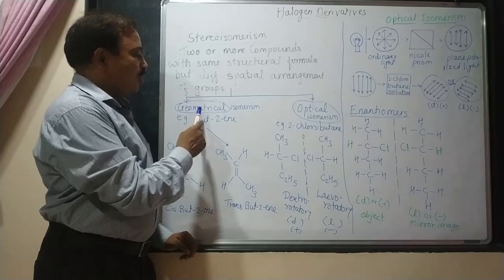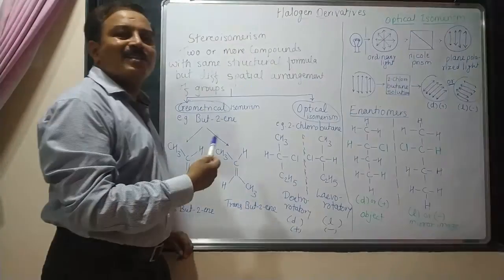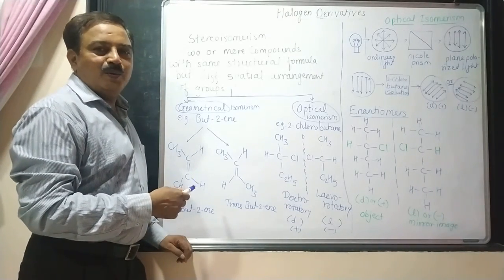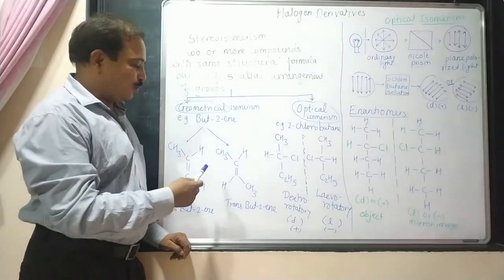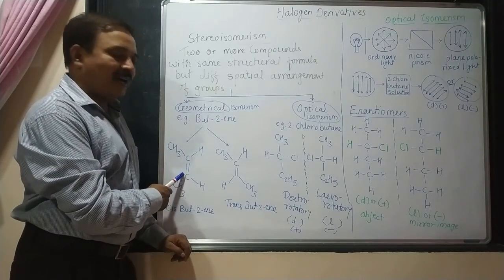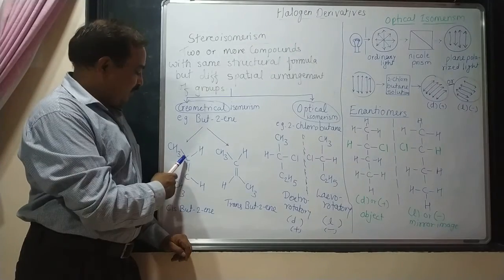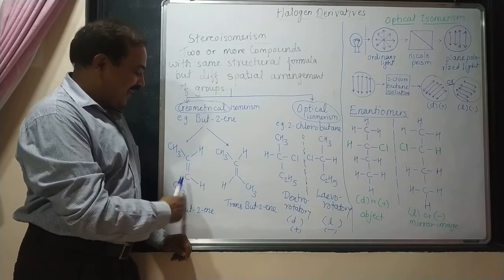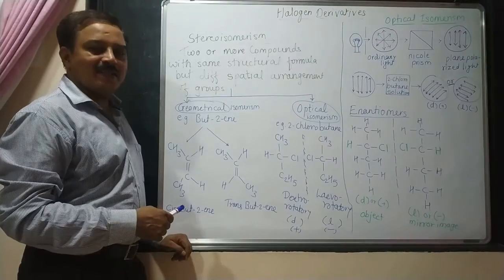Now, again, we first have to define geometrical isomerism. What is called geometrical isomerism? Geometrical isomerism is where two or more compounds differ by the group or group of atoms attached to the double bonded carbon atoms. Across this double bond, how many atoms or groups of atoms are attached, and how they are attached, according to that the geometrical isomerism is decided.